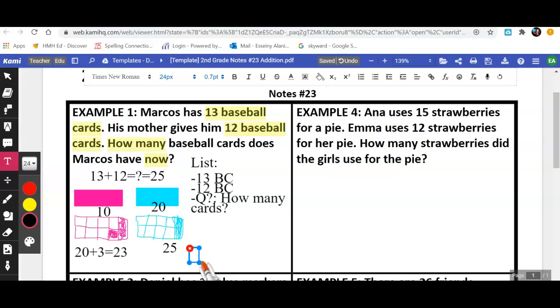And I can write a sentence to go with the problem. Marcos has 25 baseball cards now. Marcos has 25 cards now.